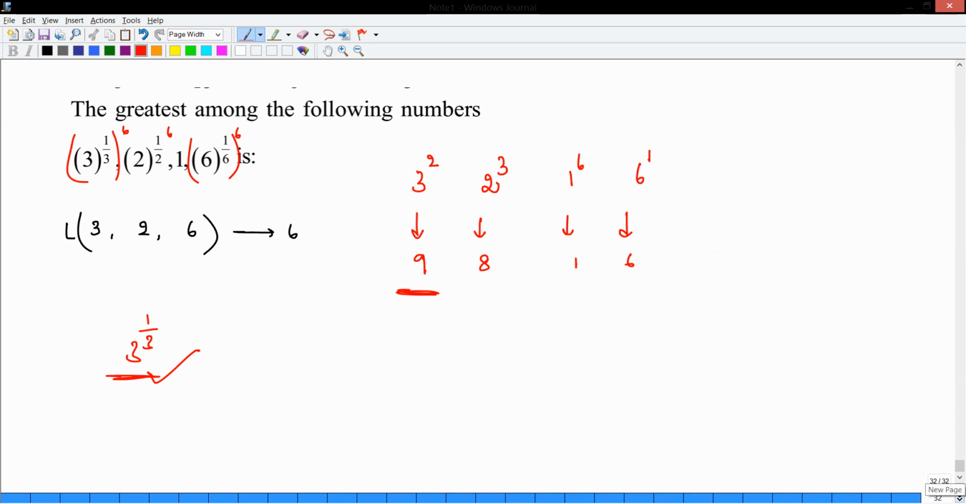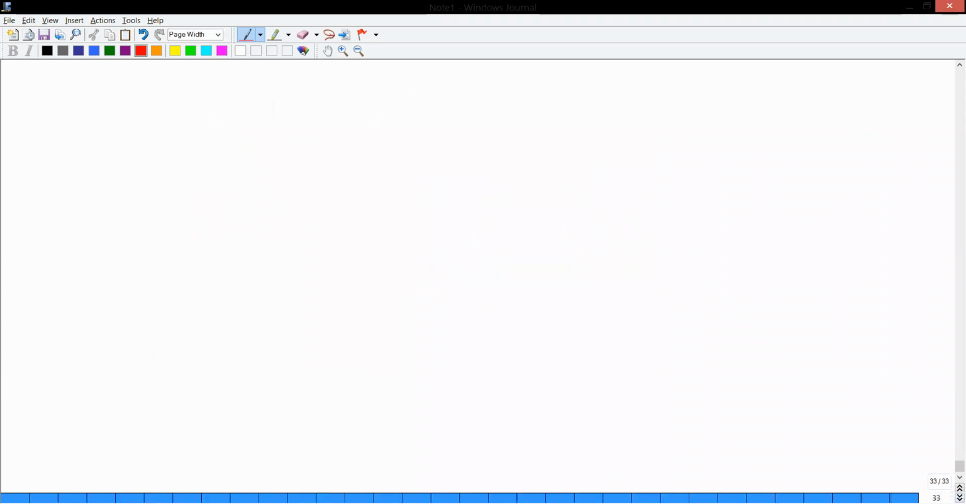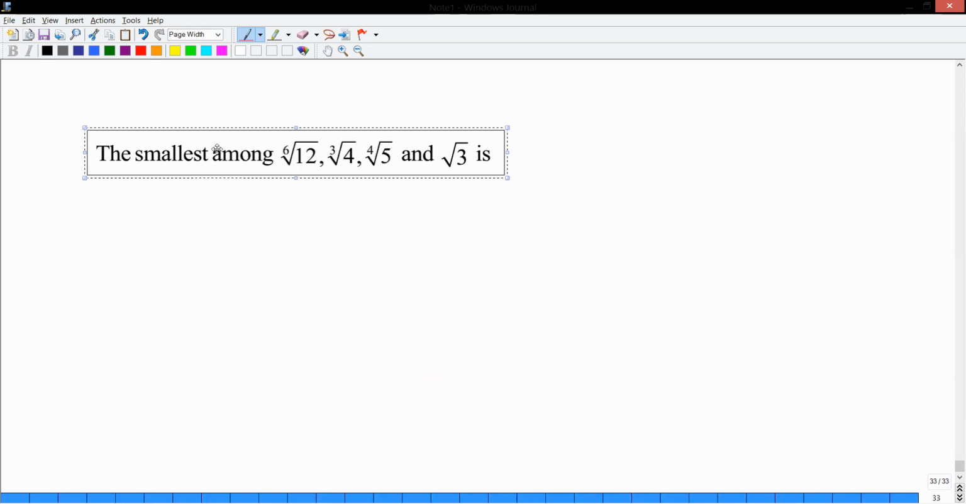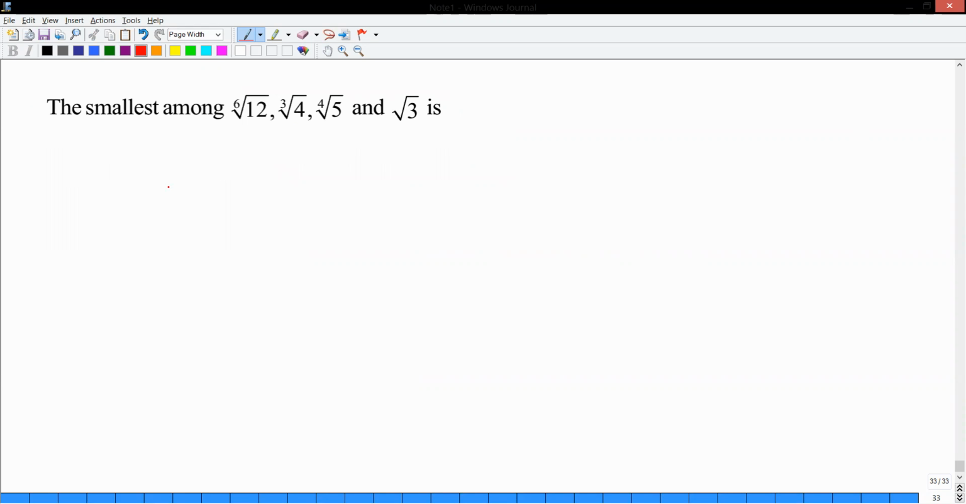I'm equating the powers here. The smallest amount: 6th root of 12, 3rd root of 4, 5th root of 5, and root of 3. The powers are 6, 3, 4, 2.